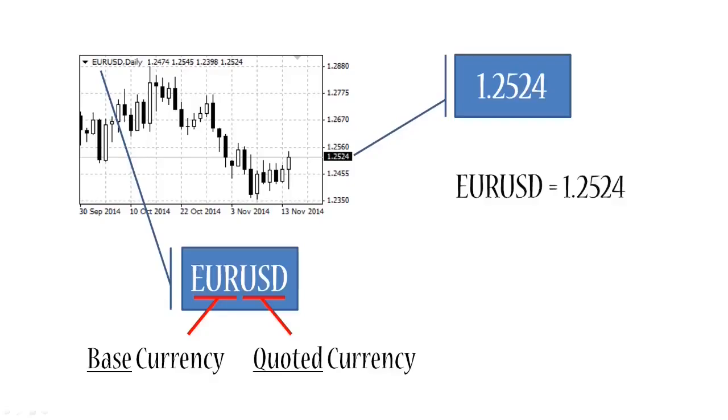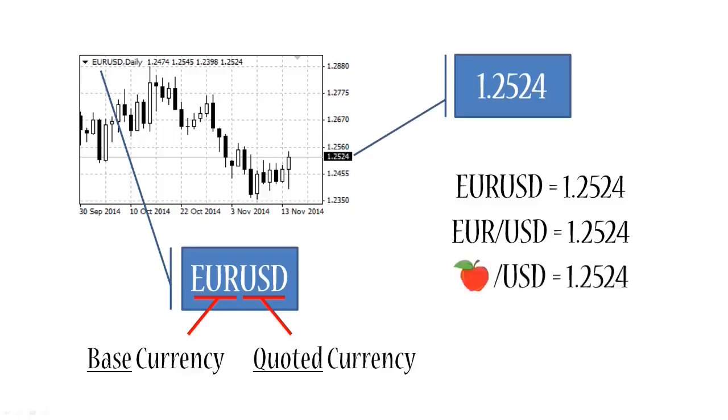This is equivalent to writing it out as euro/US dollar equals 1.2524. Now let's quickly simplify this example to understand it a bit better. Let's replace the euro currency with apples. And let's say that we're quoting the price of apples in US dollars. Personally, I really like this approach because it takes one of the unknowns out of the equation.